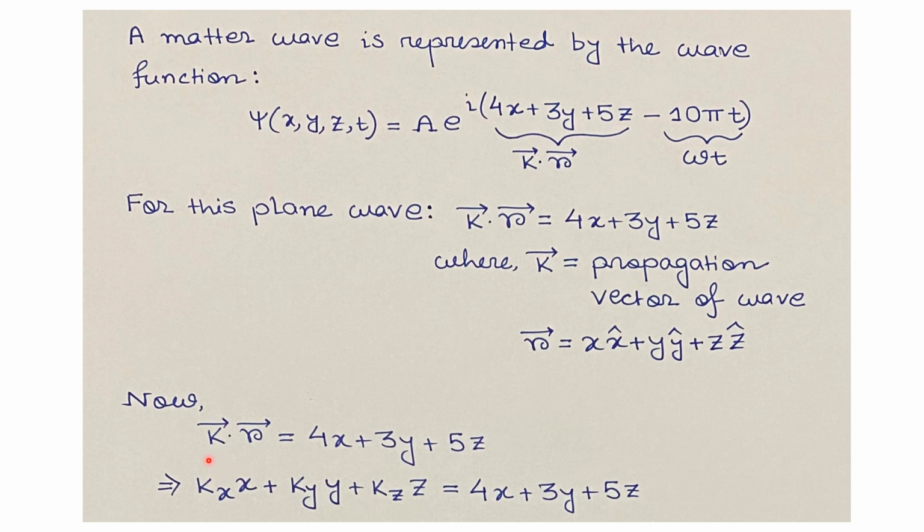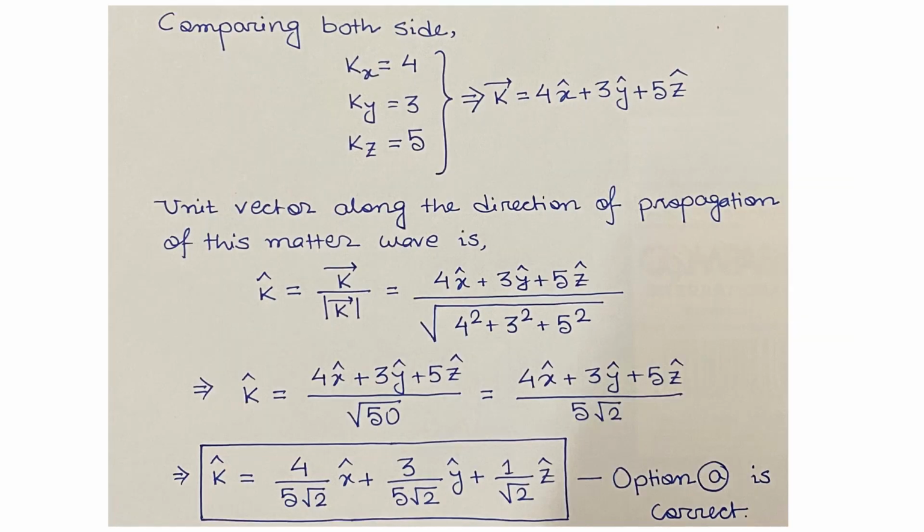Now, if we expand this dot product, we will get kx·x + ky·y + kz·z = 4x + 3y + 5z. Now, we will compare the individual components of k from the left side to the right side. So, basically it will give kx = 4, ky = 3 and kz = 5. So our wave vector is 4x cap + 3y cap + 5z cap.